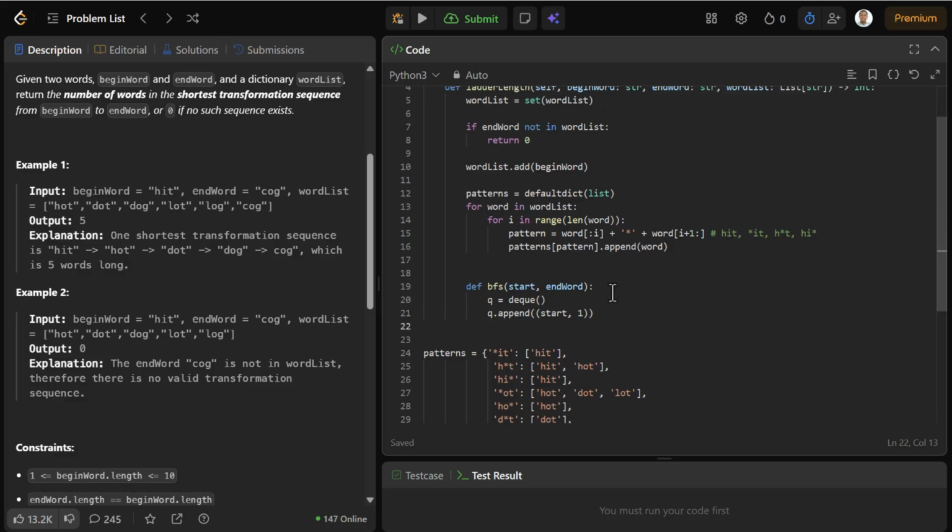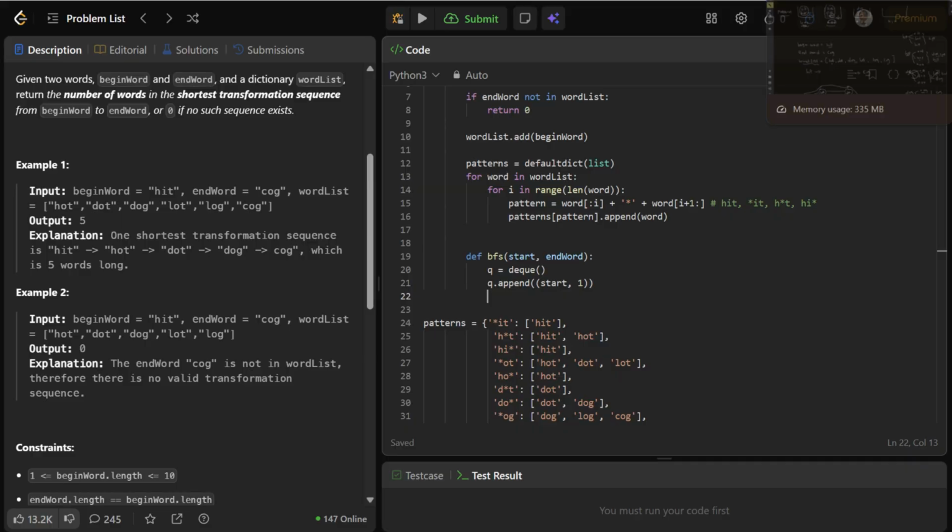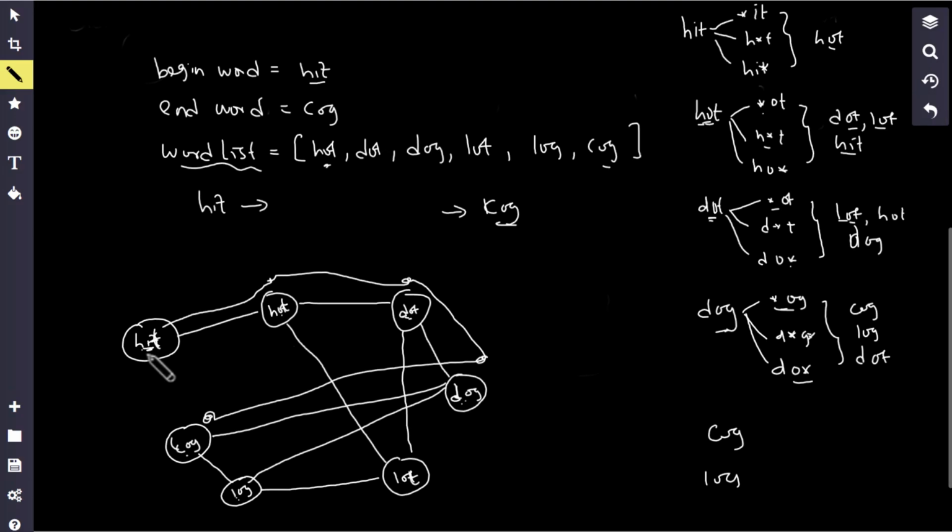Another thing I want to say here is, let's go back to this diagram. If you think about this for BFS, you start with heat, then you consider the neighbors of heat, which is hot, and then you move to hot. Let's say we are now in hot. Now we want to consider the neighbors of hot. The neighbors of hot are going to be heat, dot, and also lot. Well, if we are to traverse from hot, we need to go back to heat again.